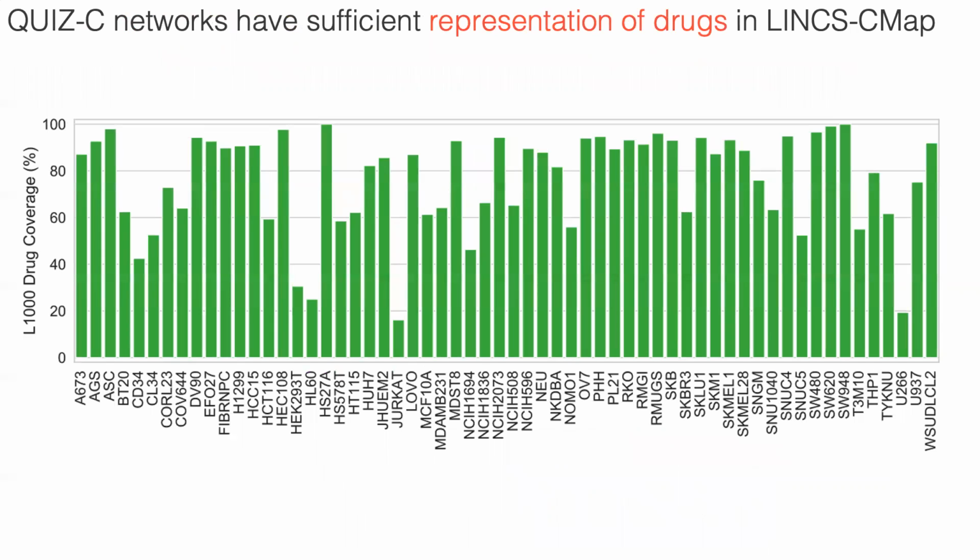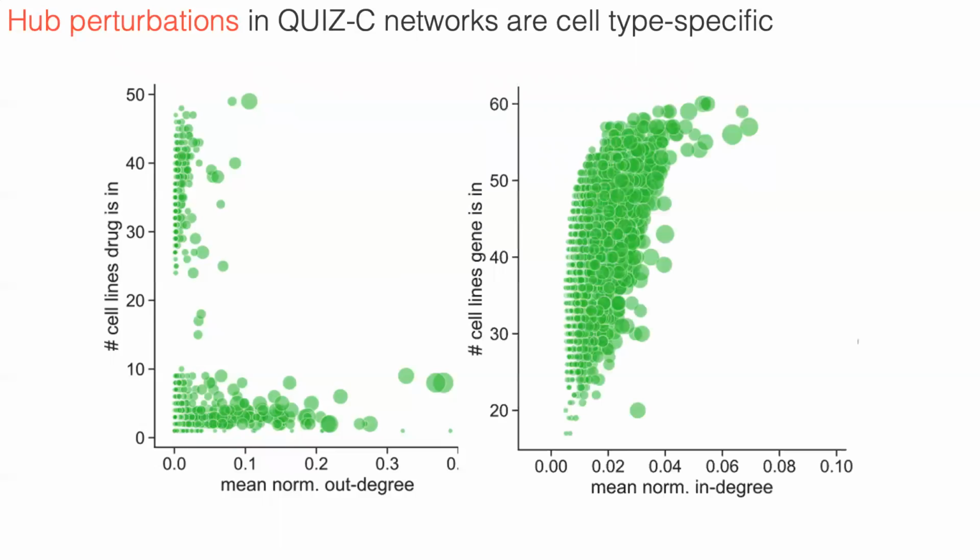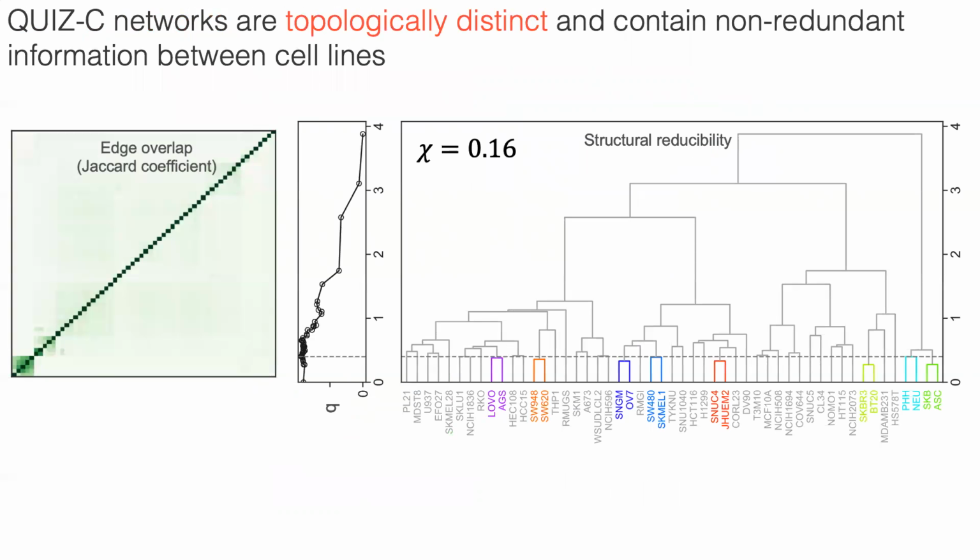QuIZ-C networks include the majority of the small molecule perturbations tested on the CMap cell lines, with 34 out of 60 cell type specific networks having over 80% of the perturbations tested in each respective cell line. We observed that the largest hub perturbations, meaning perturbations modulating the expression of a large number of genes, are generally cell type specific and are not shared by many cell lines, whereas the perturbations with fewer targets can be present in a large number of cell lines. On the other hand, genes targeted by many drugs tend to do so in a large number of cell lines and vice versa. In terms of individual gene perturbation interactions, we see little overlap between pairs of cell types.